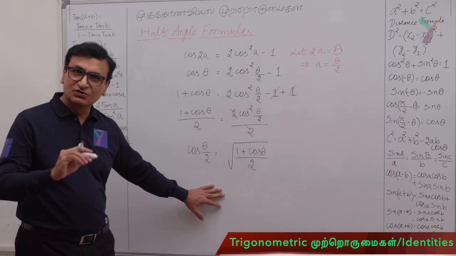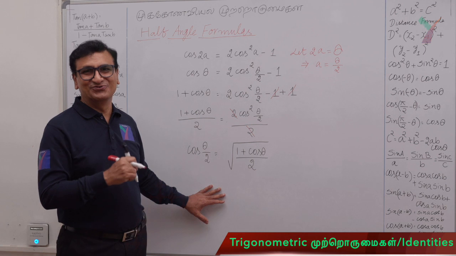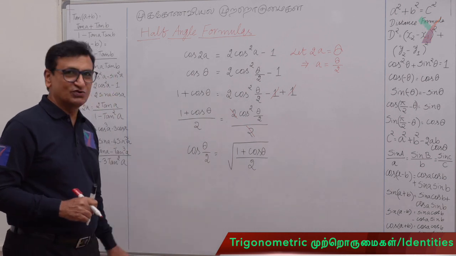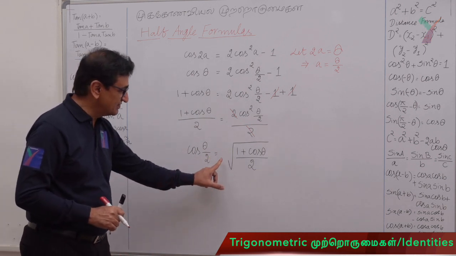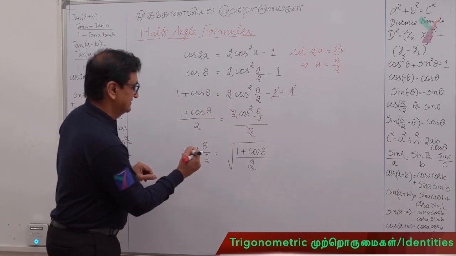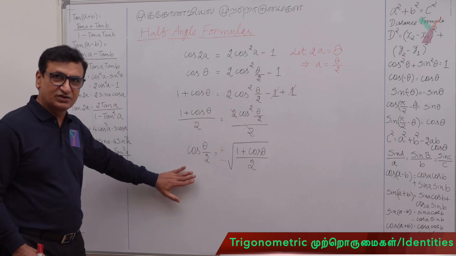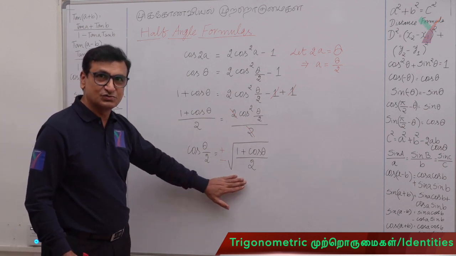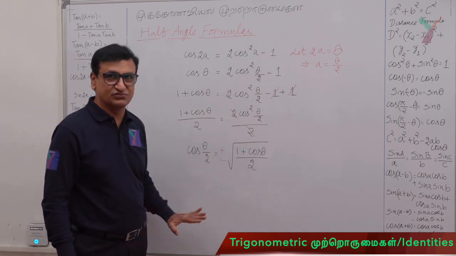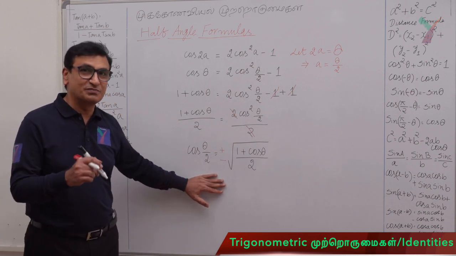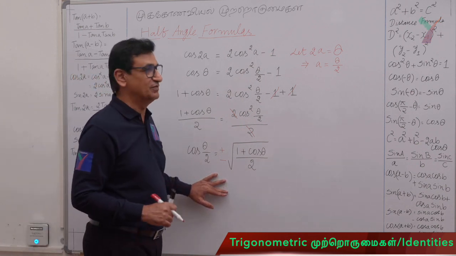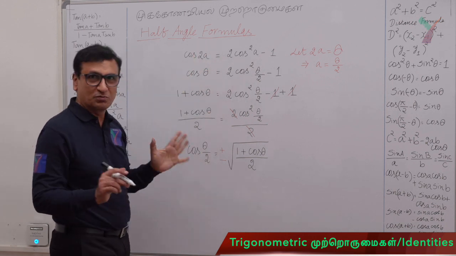Correct? Can we stop here? No. Because when you take the square root, you will have a plus or minus sign, correct? Okay, so cos theta by 2 equals plus or minus square root of 1 plus cos theta by 2. And I'm going to use this for the sine half angle formula. I'm going to rub this and start from the top.